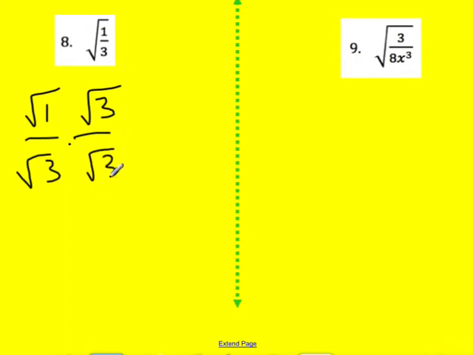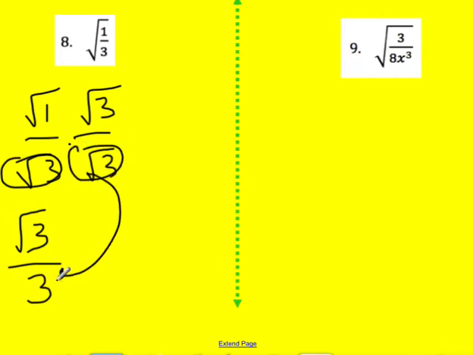So now I'm going to multiply across the top. 1 times 3 is 3. And square root of 3 times square root of 3 is just 3. Whenever you multiply the same radical times itself, it's just the number that was underneath the radical. So this is your final answer for number 8. Now let's take a look at number 9.